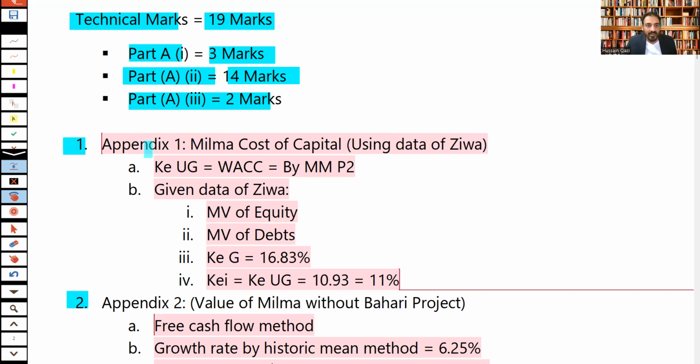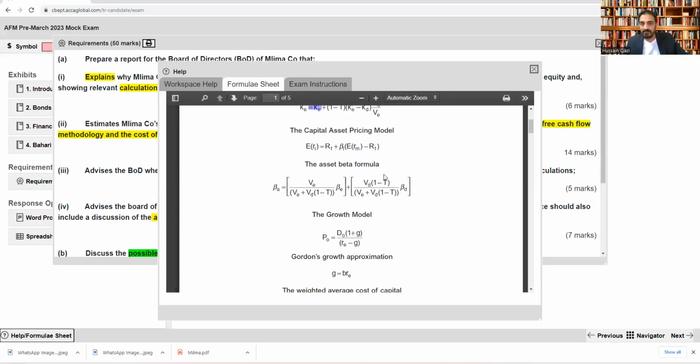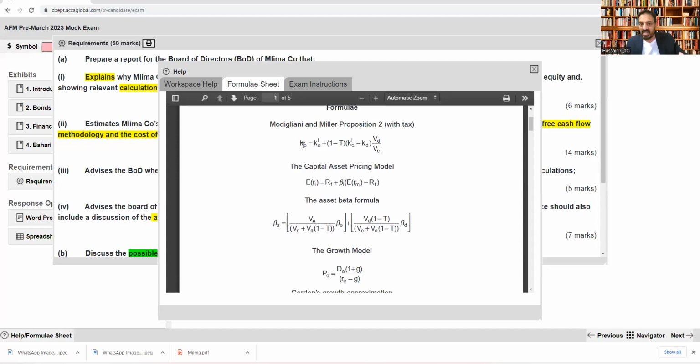Okay, number 1, the first one, appendix 1, Milma's cost of capital using Ziva. We have already covered that. During the reading of the question, we identified that we required KE ungeared, by CAPM or MM proposition 2. For Modigliani-Miller proposition 2, the formula is given in the formula sheet. No need to learn the formula. It's very clear. It's mentioned here.